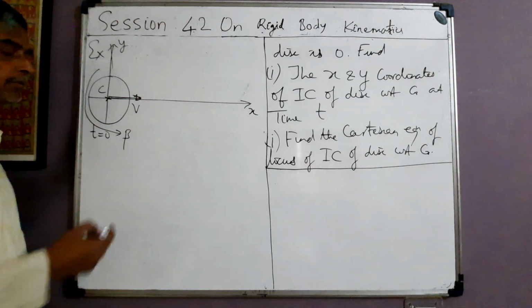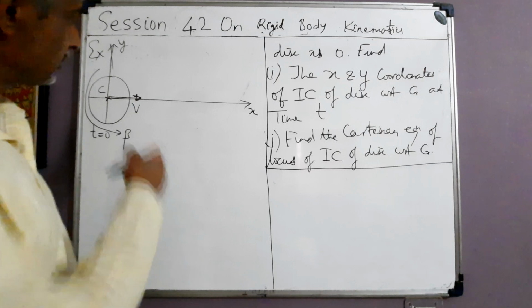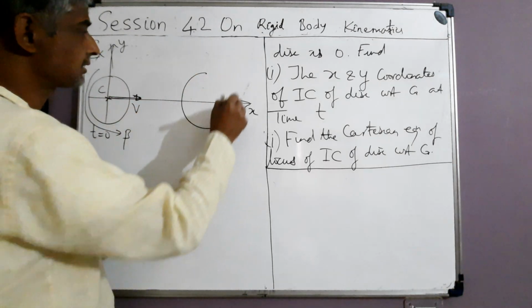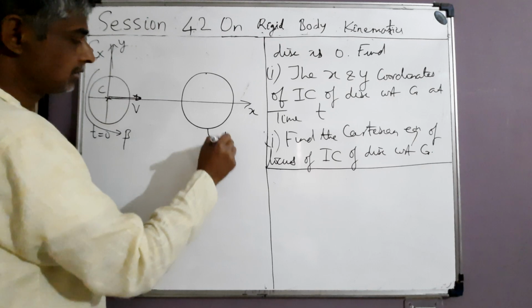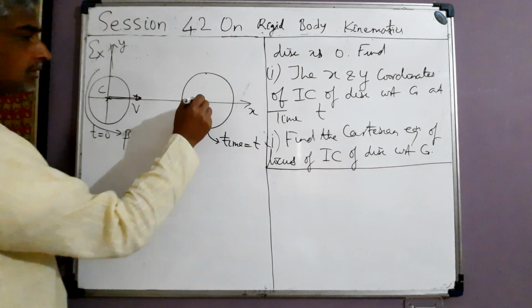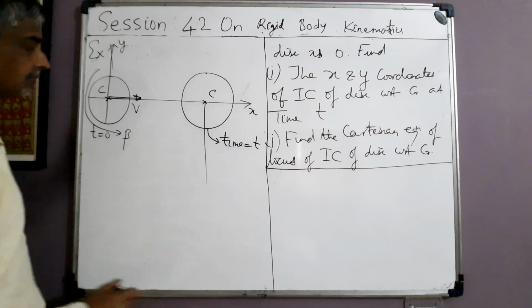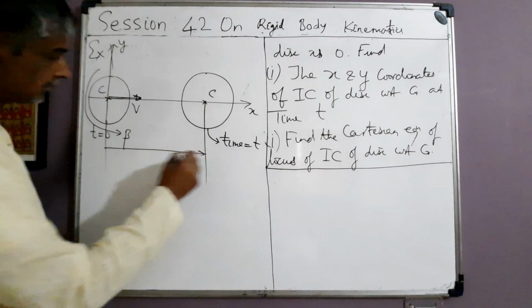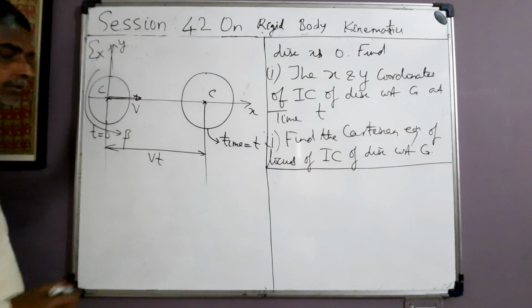At time t, we have to determine the coordinates of IC of this disk. So at time t, the disk has come here. The center has come here. Center is moving at a constant speed v, so this distance is just vt.